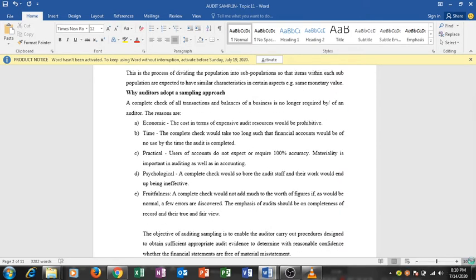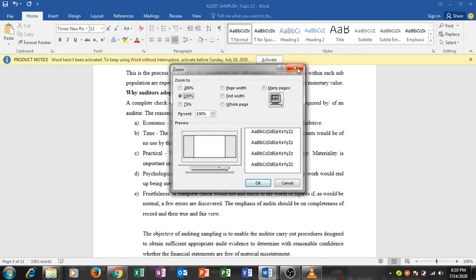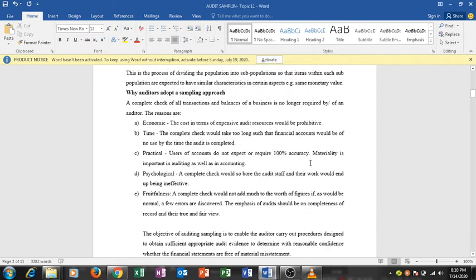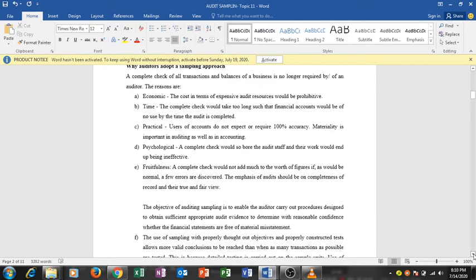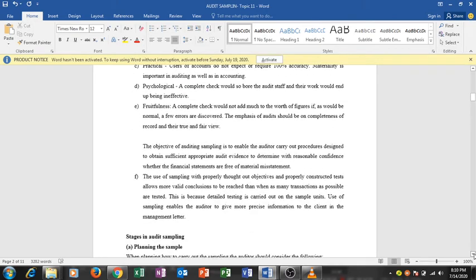So the objective of audit sampling here is to enable the auditor to carry out procedures designed to obtain sufficient appropriate audit evidence to determine with reasonable confidence whether the financial statements are free of material misstatement. That is actually the key objective here. So the moment you have identified a few errors, you can conclude that the accounting records are not free of errors, and you can put that in your report.